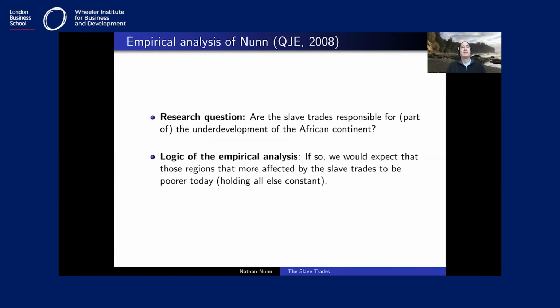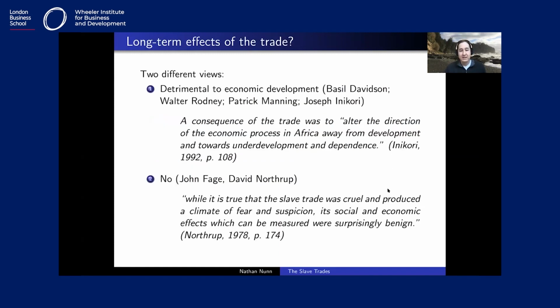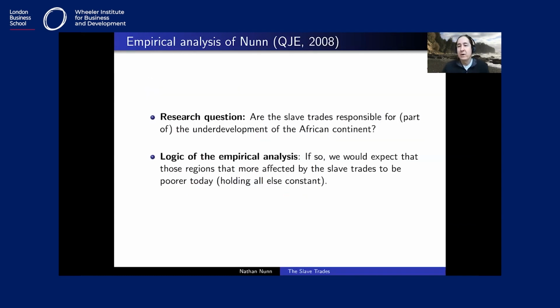And reading this, it was kind of assertions, and there's limited evidence on this, despite the fact that in this quote, the economic effects which can be measured were surprisingly benign, right? So there really wasn't, I felt, quantitative, empirical evidence to test this. Okay, so what I sought to do was to take this to the data and ask, are the slave trades responsible for part of the underdevelopment of the African continent? Certainly we wouldn't expect one event to explain everything in the world today, but is it a contributor?